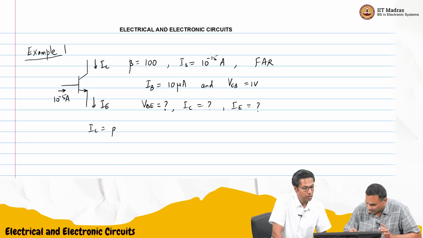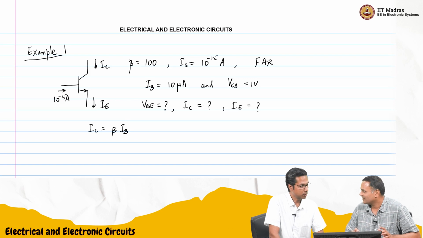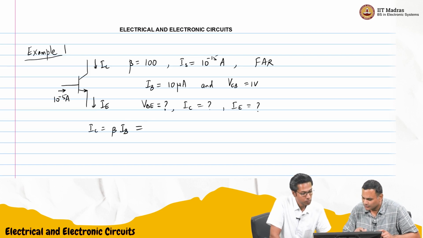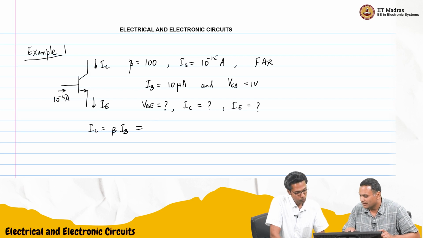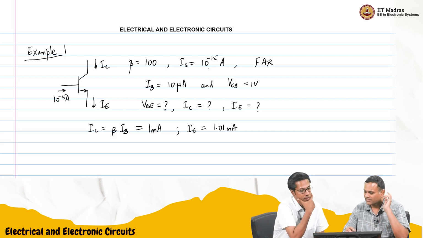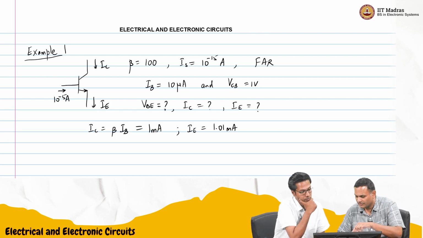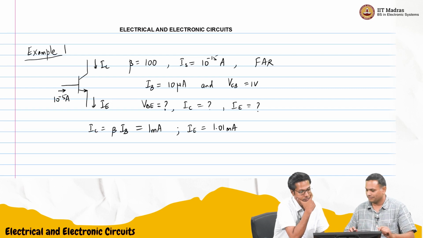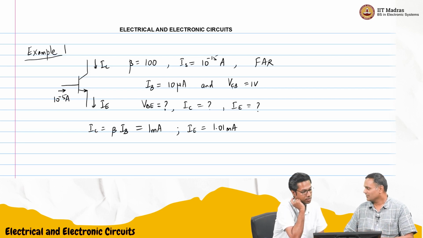For VBE, we need to use the exponential equation. The 100 times 10 microamperes is 1 milliampere. And IE then is just 1 milliampere plus 10 microamperes, so it's 1.01 milliamperes. We have used beta and this thing. Base current is only 10 microampere, but in the IC you have milliamperes. This is a typical operating region for an NPN.